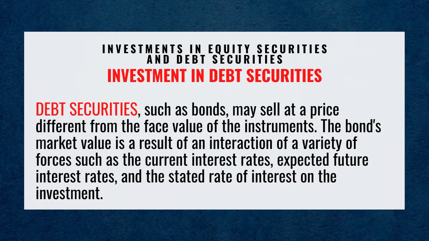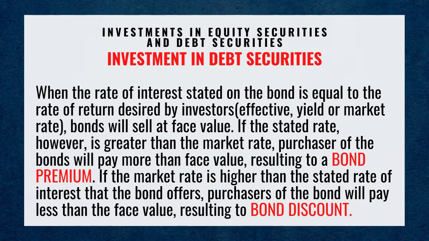Debt securities such as bonds may sell at a price different from the face value of the instruments. The bond's market value is a result of an interaction of a variety of forces such as the current interest rates, expected future interest rates, and the stated rate of interest on the investment. When the rate of interest stated on the bond is equal to the rate of return desired by investors, or the effective yield or market rate, bonds will sell at face value.